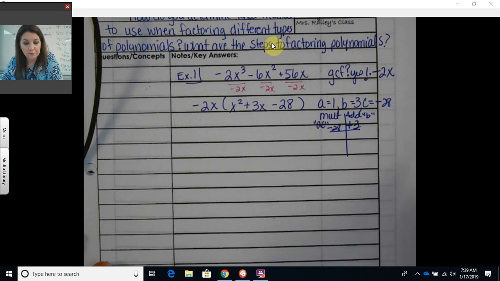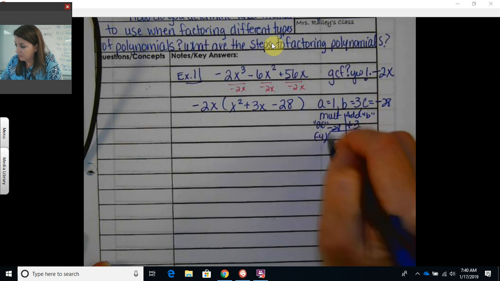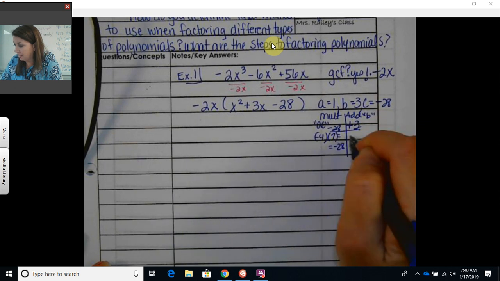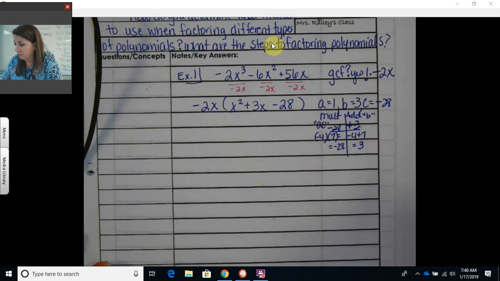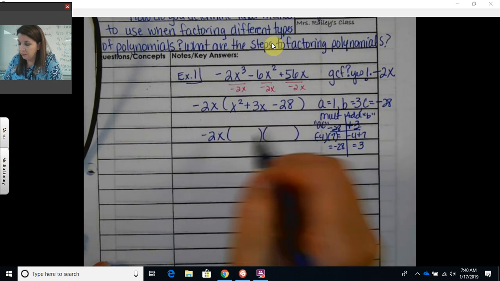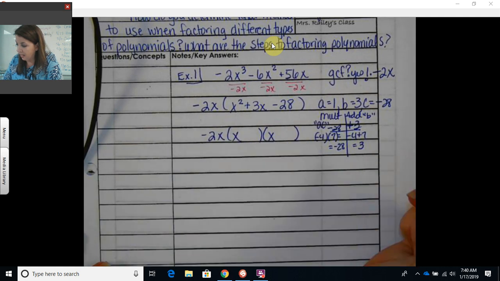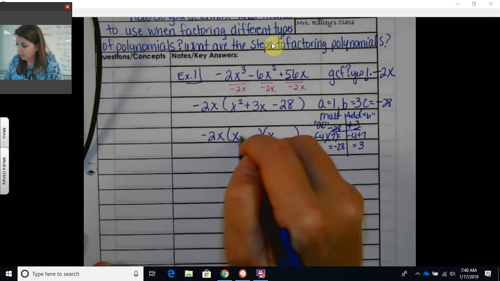Any ideas? Negative 4 times 7, let's try it. Negative 4 times positive 7 equals negative 28. Negative 4 plus 7 equals 3. That works. So we have negative 2x, make your two parentheses. First term is whatever variable we're using, so we're using an x. And then we have minus 4 in one set, positive 7 in the other.